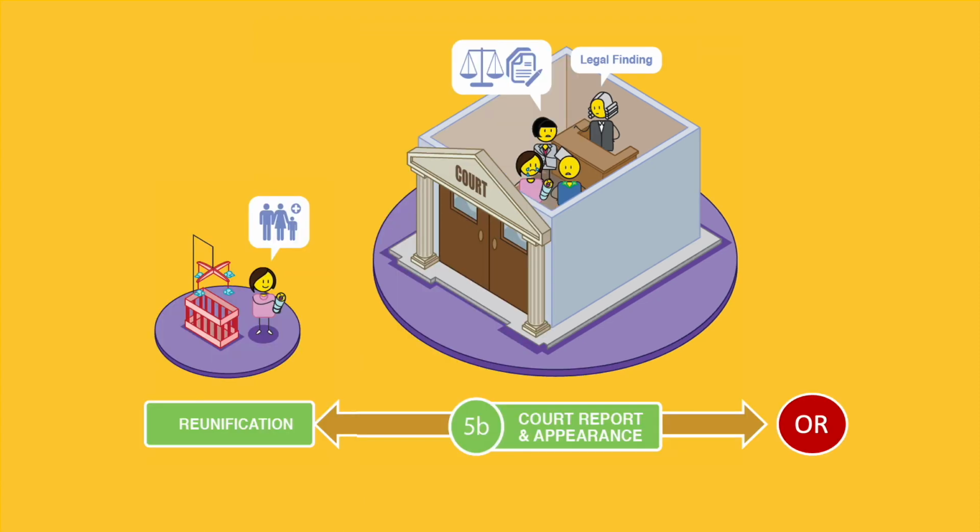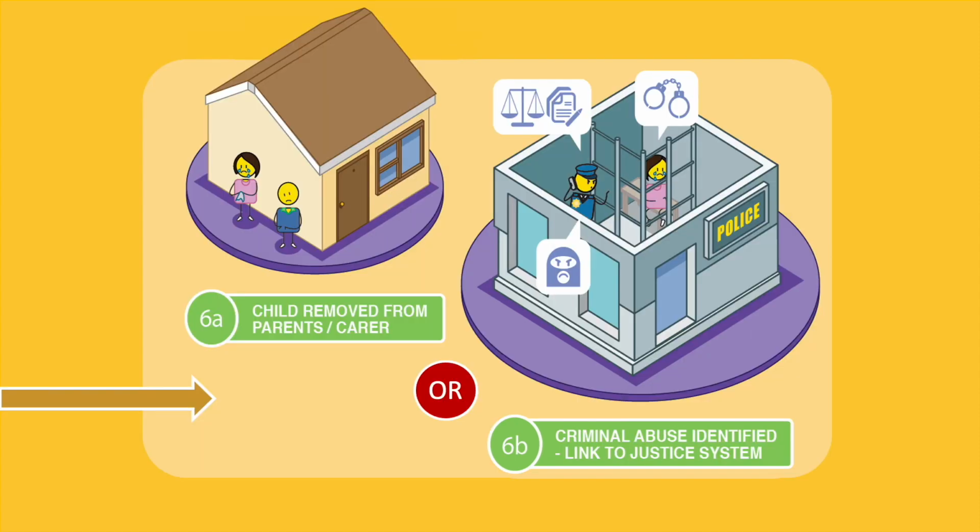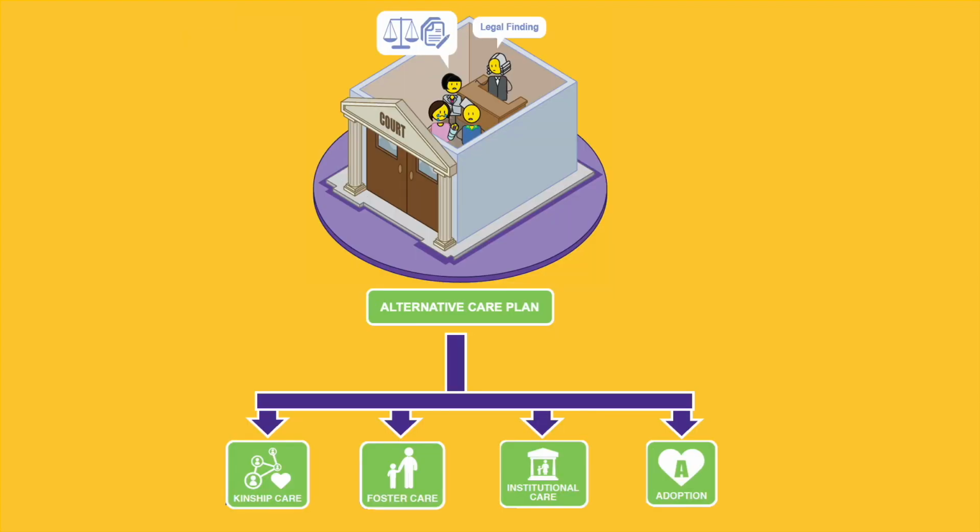In this legal finding, the court may rule that the child be reunified with their parents with appropriate support, or they could decide to remove the child from their parents' or guardian's care. If there was no criminal intent, the child will be removed from the parents' care. However, if the parents or other relevant perpetrator intentionally abused, neglected, or exploited the child, they will be referred to the criminal justice system for prosecution. If a child is removed from their parents' care, an alternative care plan will be needed.